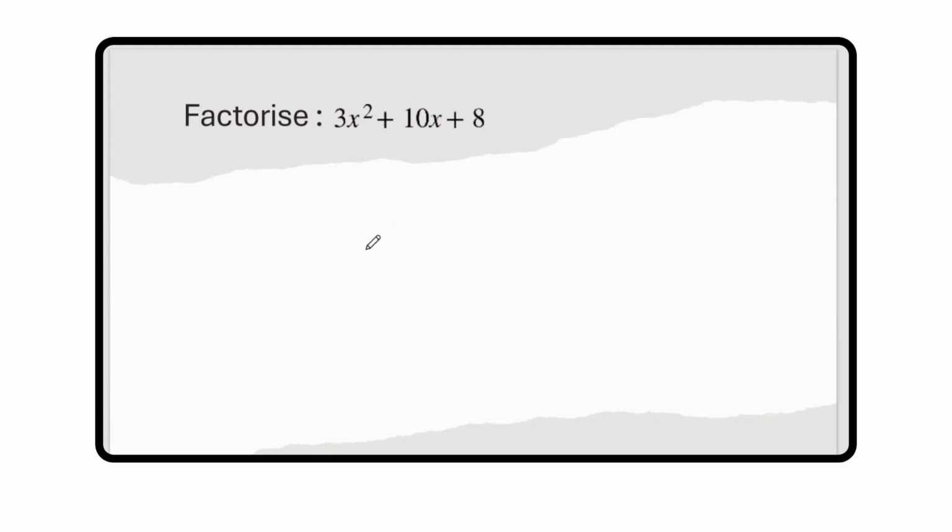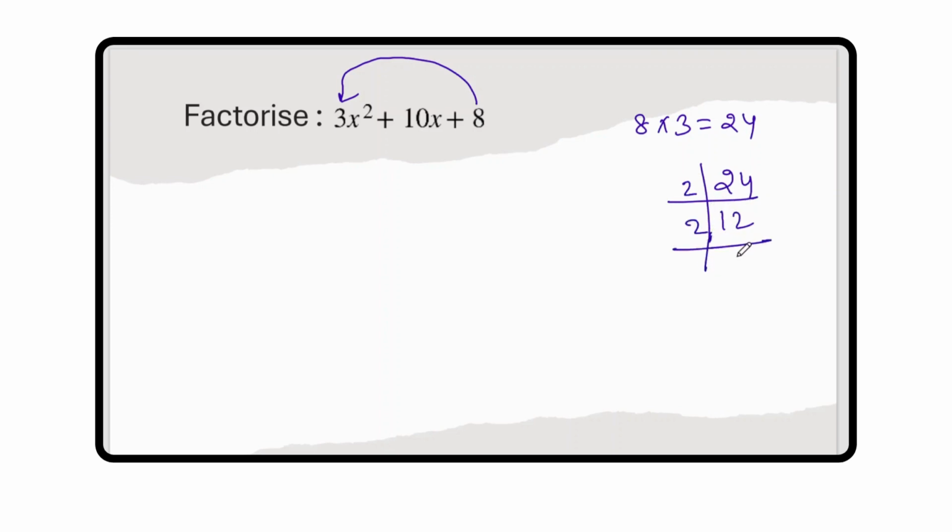3x square plus 10x plus 8. How will you factorize this? Multiply 8 with the coefficient of x square, that is 3. So 8 into 3, it is 24. You can factorize 24 in such a way that you get 10x as the middle term. So it is 2 times 12.